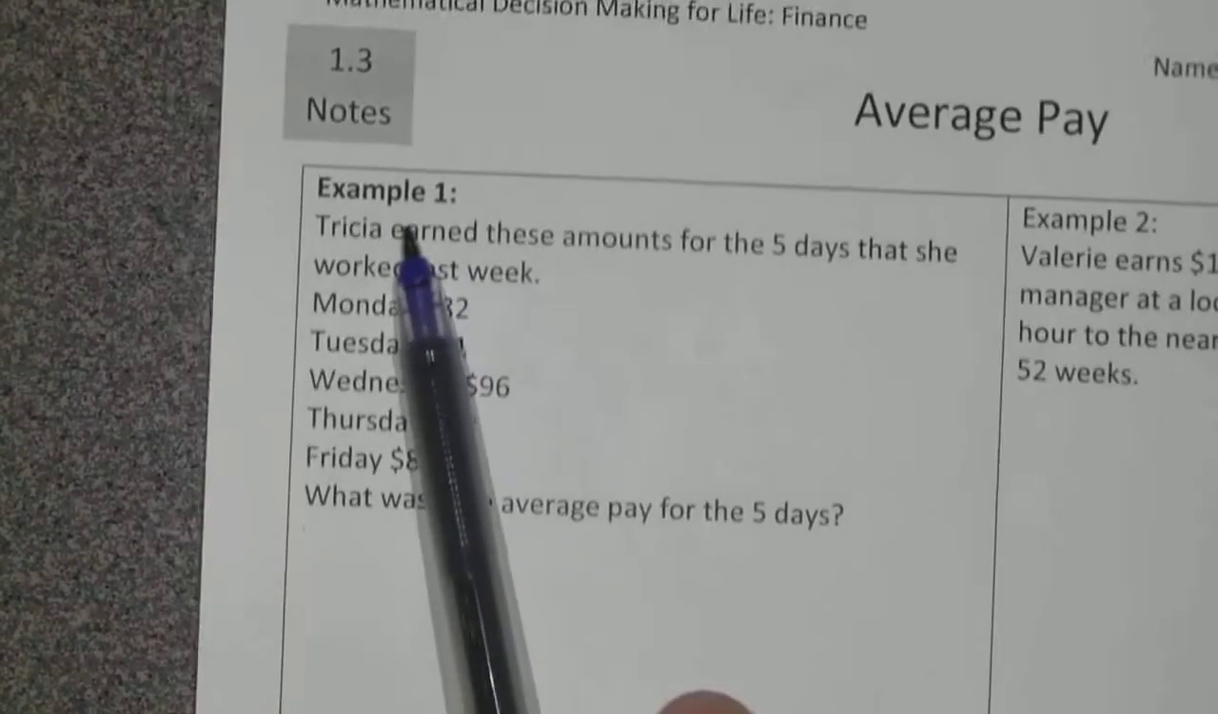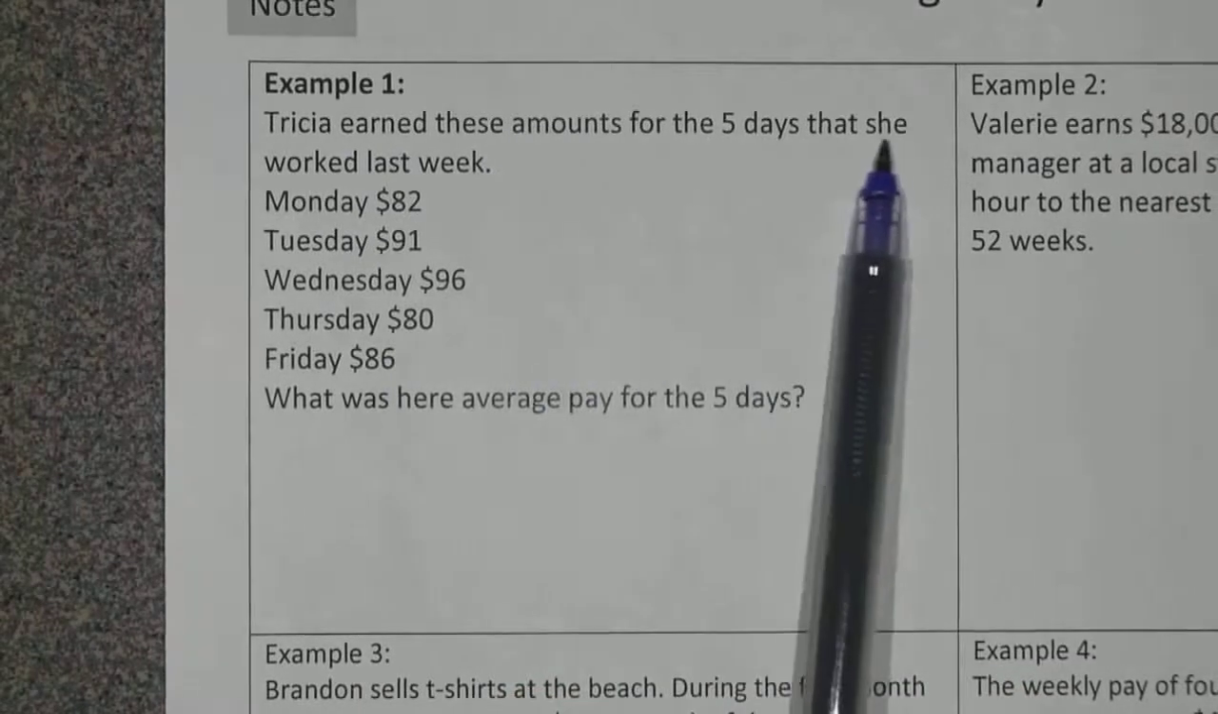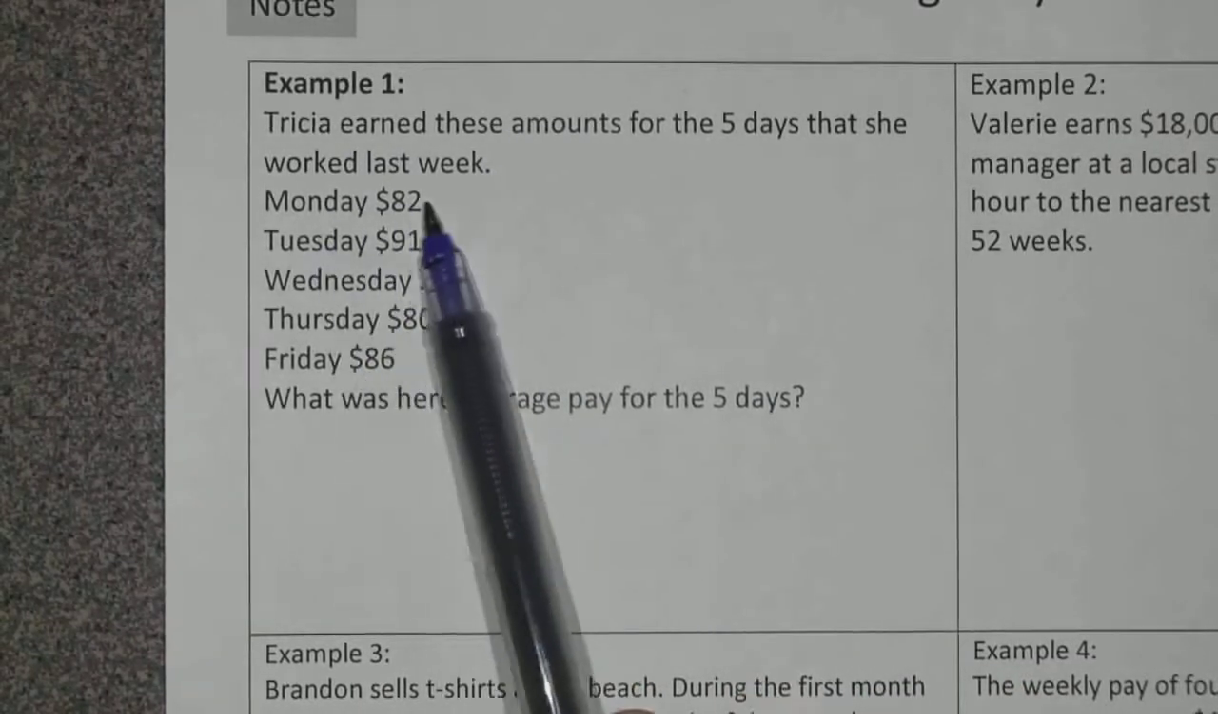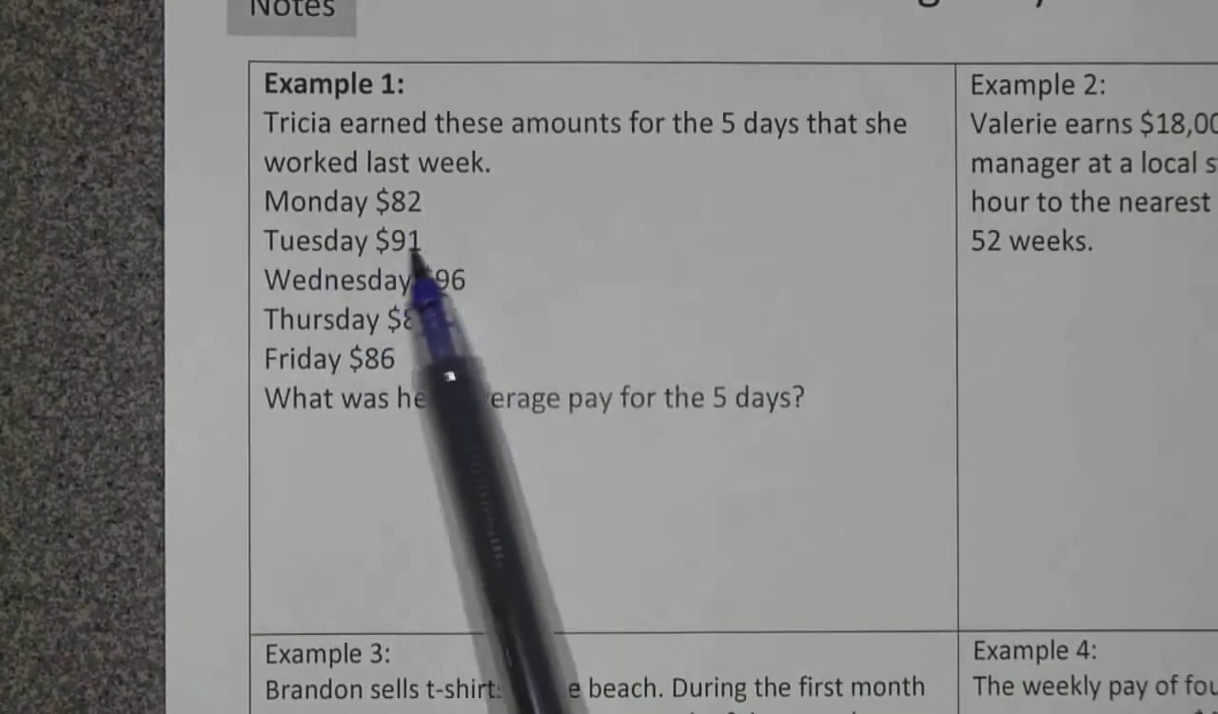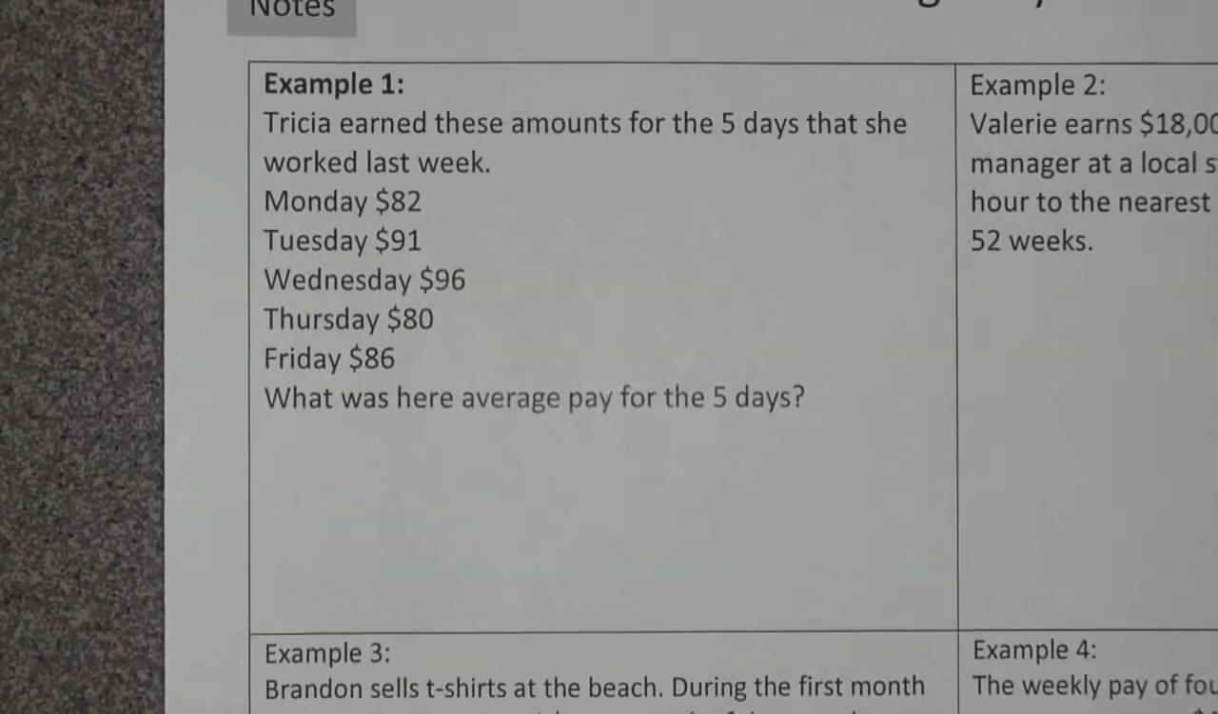All right, Trisha earned these amounts for 5 days that she worked last week. Monday, she earned $82, Tuesday, $91, Wednesday, $96, Thursday, $80, and Friday, $86. What was her average pay for the 5 days?